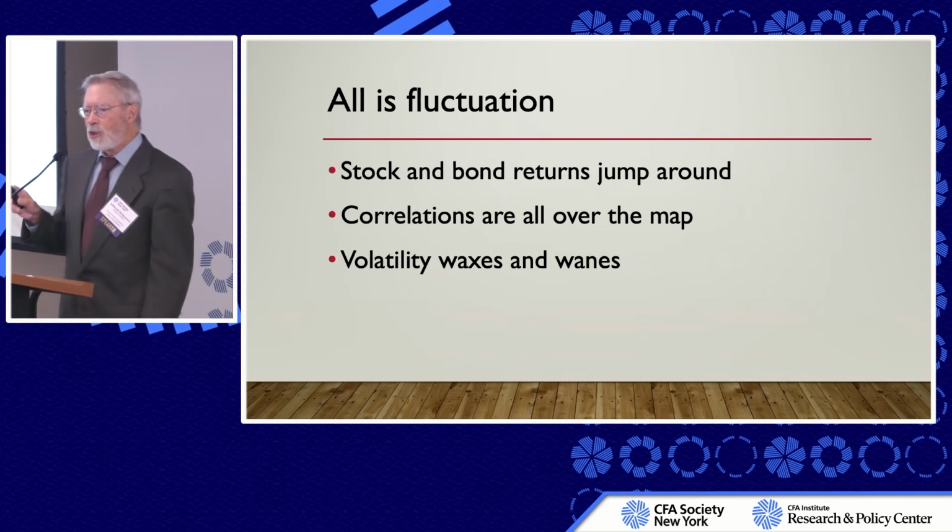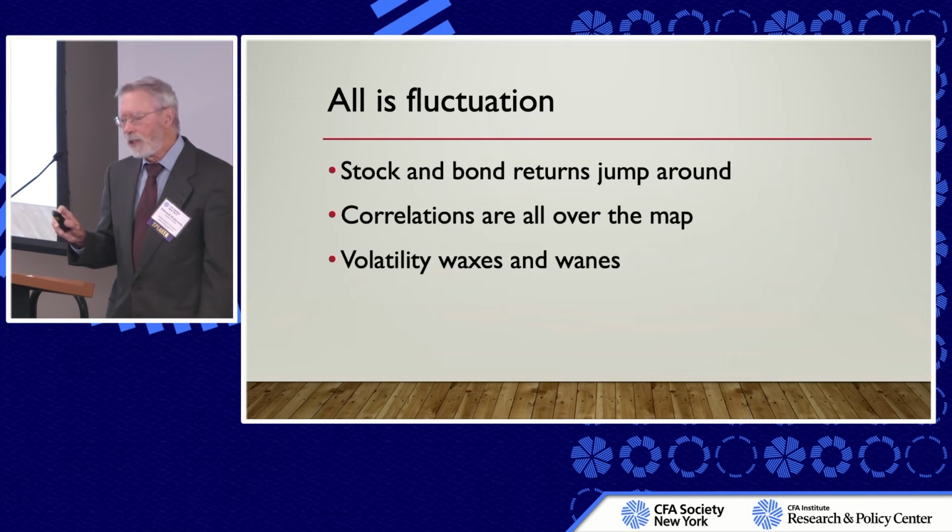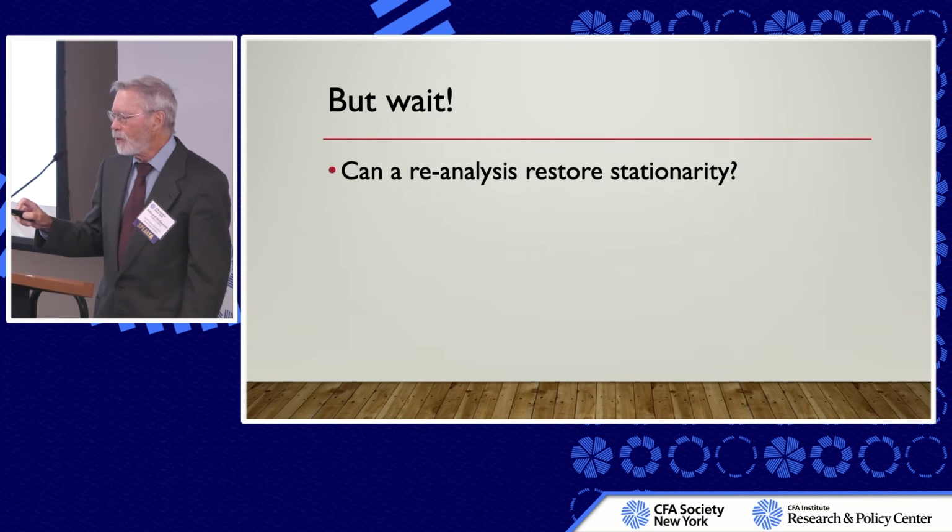So to summarize part two of the talk, stock and bond returns jump around. Correlations are all over the map. Volatility waxes and wanes.